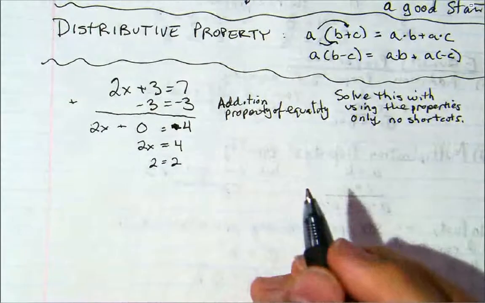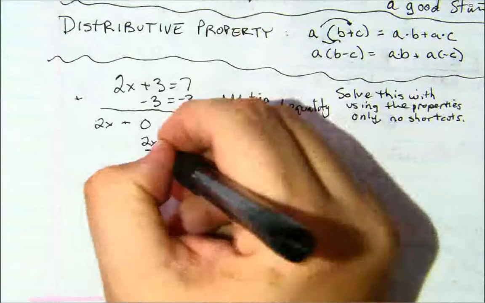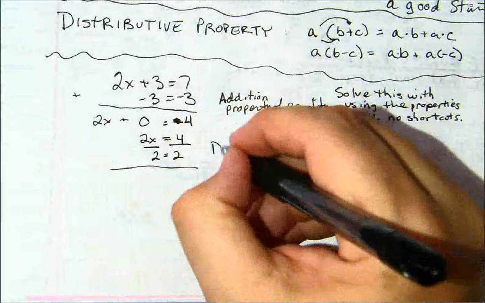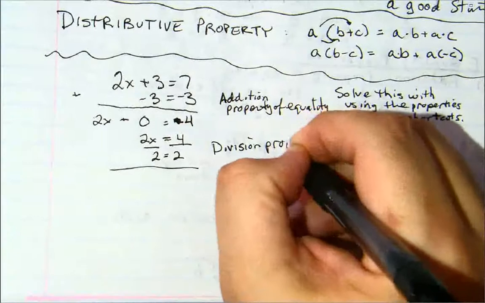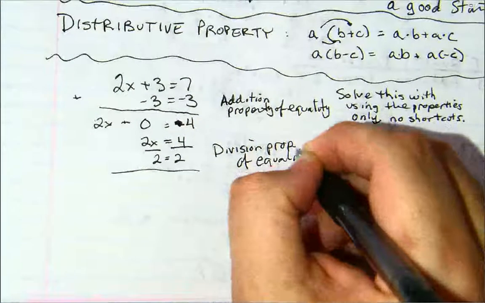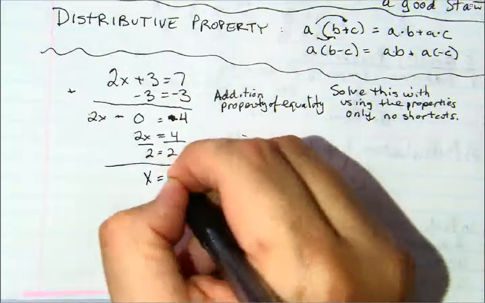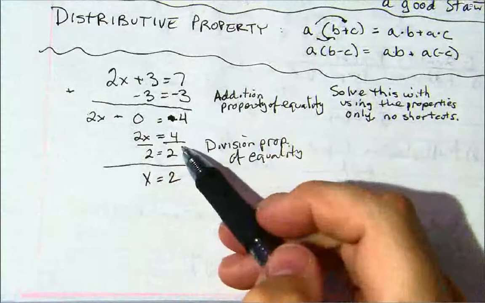But what am I going to do with those two equations? Yeah, now I'm going to divide the two equations. So I'll say this is like the division property of equality. X is equal to 2. Two reasons for why we did what we did.